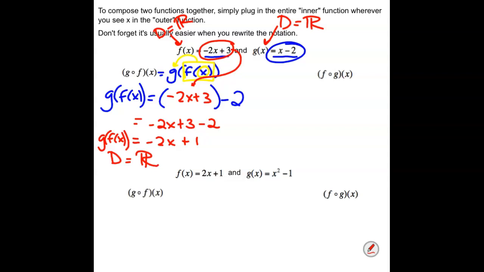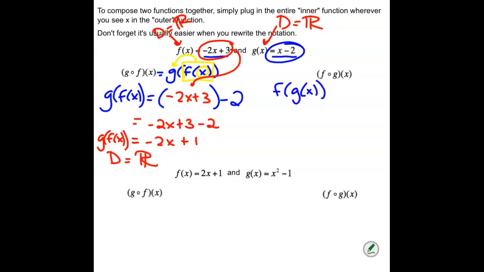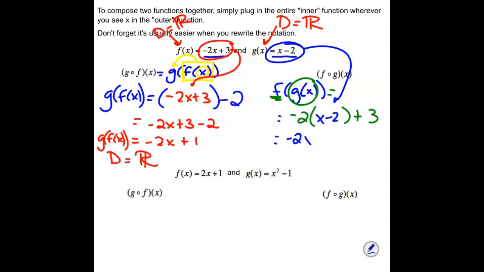Okay, let's look at the reverse order. This time it's saying to take f of g of x. So now we're plugging g of x inside function f. So I'm going to write out function f, which is negative 2 times something plus 3, and I'm going to substitute in function g. I'm going to put this one inside where the x was. Now I do have a little distributing I can do to clean this up. So negative 2x plus 4 plus 3 gives us negative 2x plus 7.